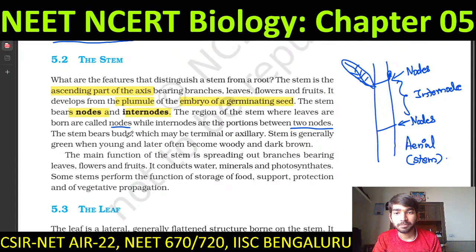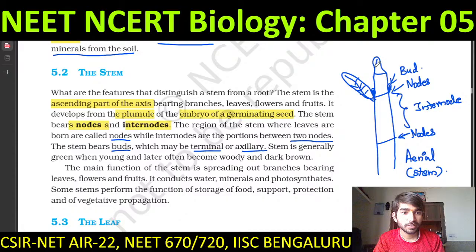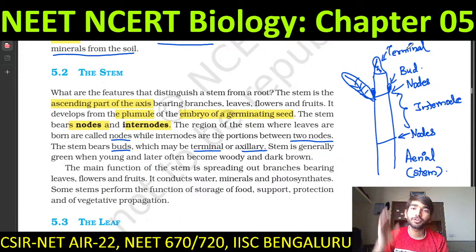The stem bears buds. Again, we see the bud here. So this is a bud, which may be terminal or axillary. So these are the axillary buds because they are present in the axil of the leaf, or they can be present at the top, at the terminal end. So this will be called a terminal bud because it is at the terminal, or the end, of the growing axis. But it can also be present in other locations, like here we can see this is an axillary bud.